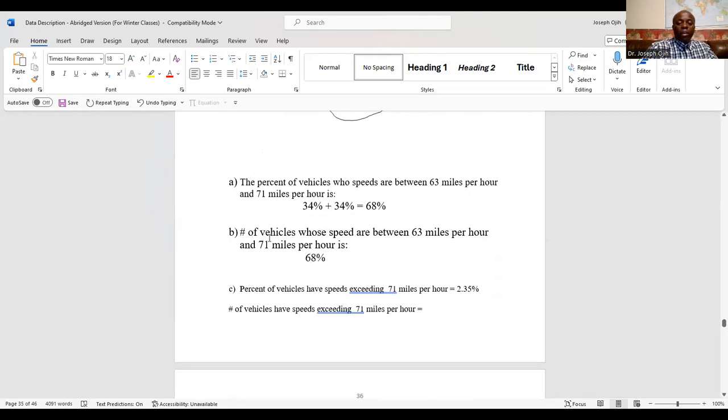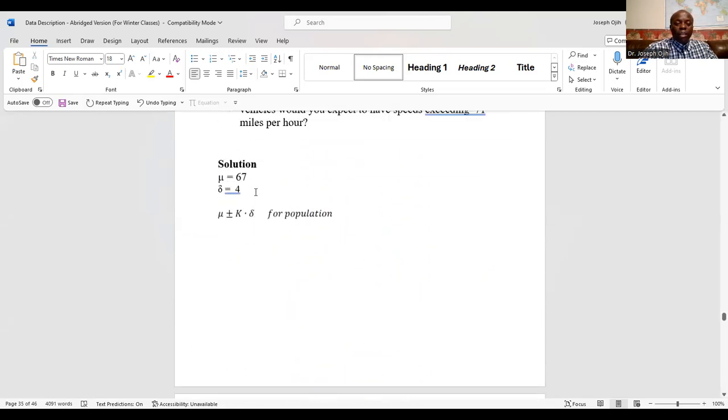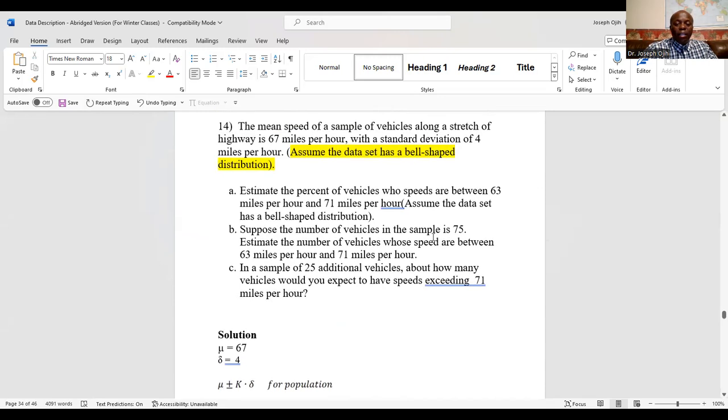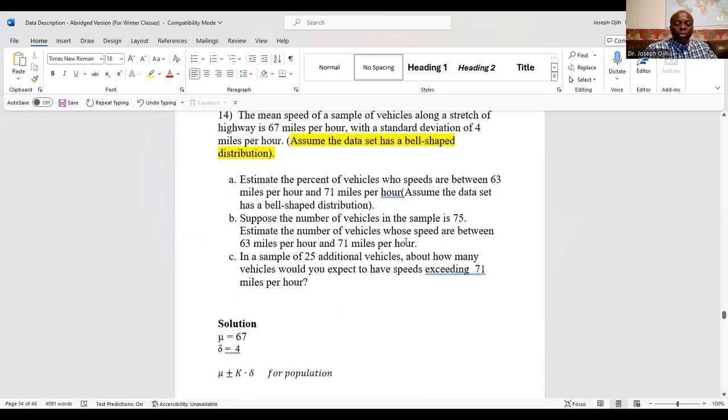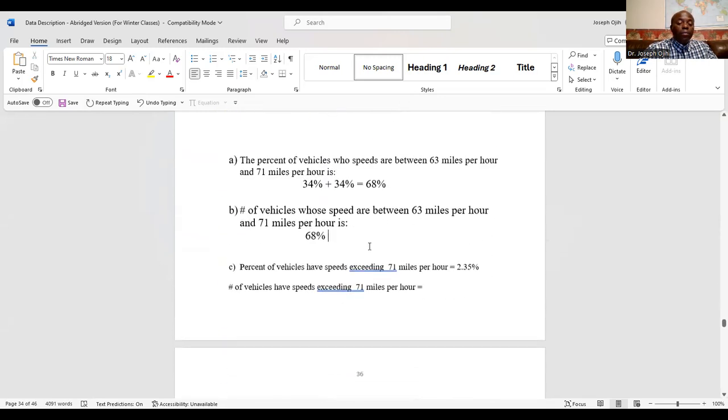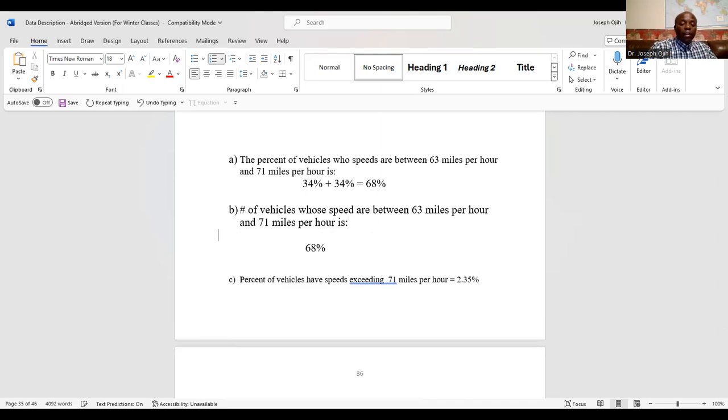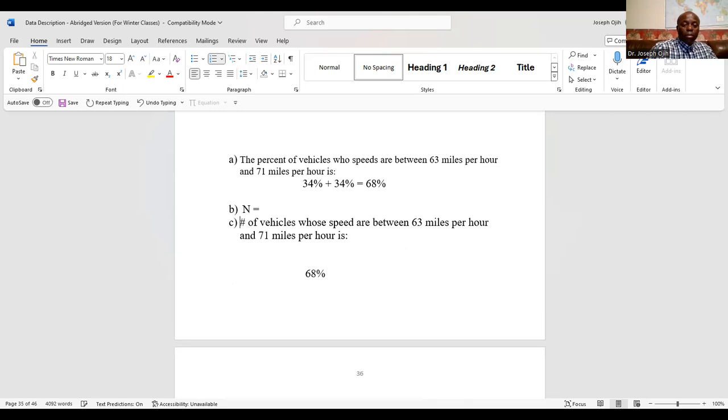Because the question says that there's a sample of 75 vehicles, so our N is 75. So N is 75, right? Okay, I'm putting it the wrong way, so let me split this way. The small n equals 75.